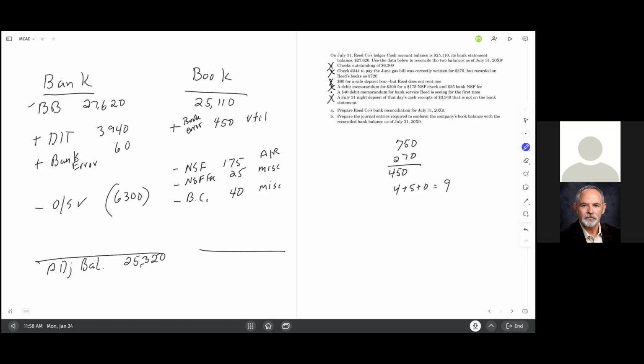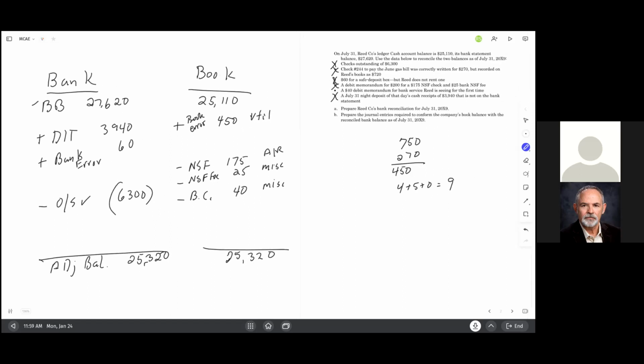So if we take the 110, add the 450, and subtract out these subtractions here, we get an adjusted balance of 25,320. And that is a successful bank reconciliation. Okay, so now what we got to do is we want to do some journal entries.